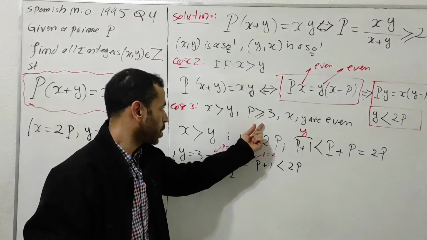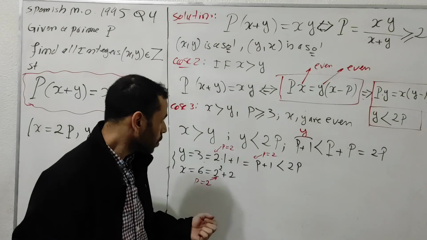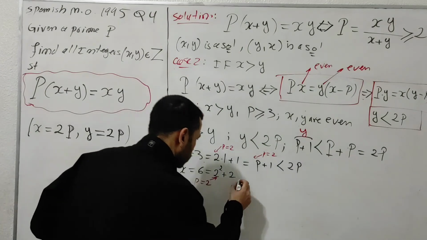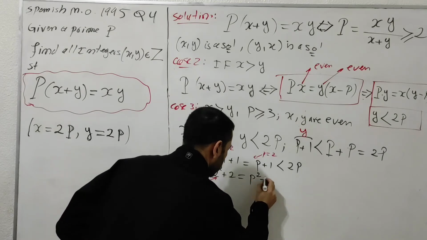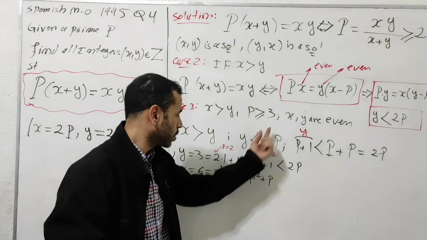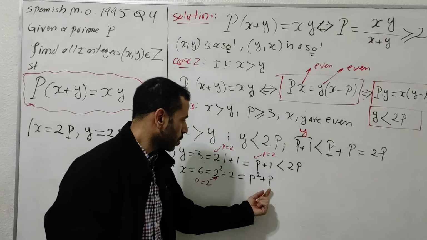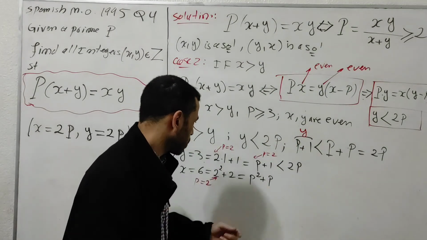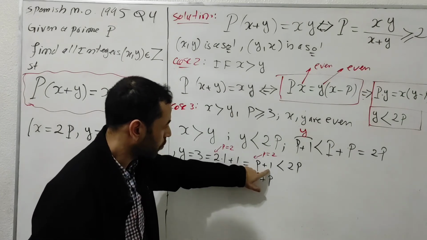When we have p superior or equal to 3, then x and y are even. Since they are even, this one can be transferred into the general solution, which is p squared plus p. Let's check this one. If we replace p with 3, I will get 3 squared, which is 9, plus 3, which is 12. 12 is even, as we have here. Same thing with this one. If you replace p with the number 3, you get 3 plus 1, which is 4, which is even as well.